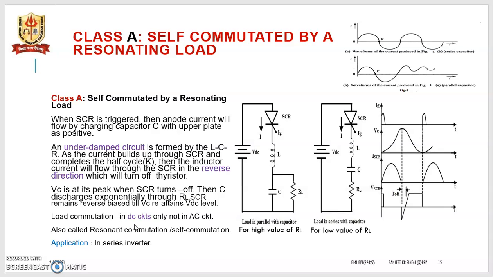Load commutation takes place in DC circuits only and is not applicable for AC circuits. It is also called resonant commutation or self-commutation because there is resonating of the LCR circuit. This type of commutation technique is used in series inverter circuits. The waveform here shows the underdamped oscillations. Finally, it will decay after some time.